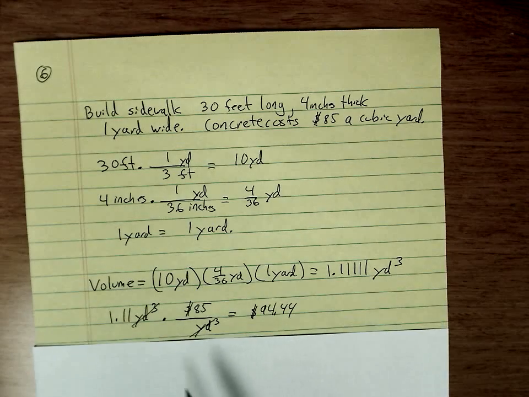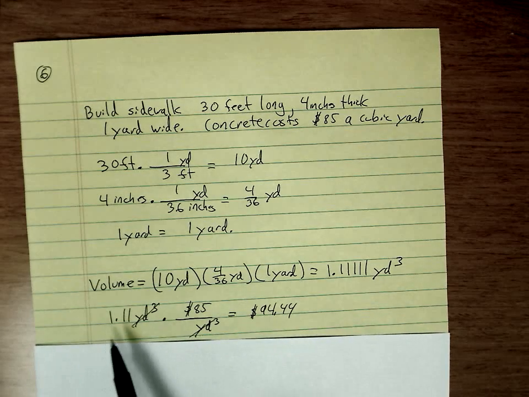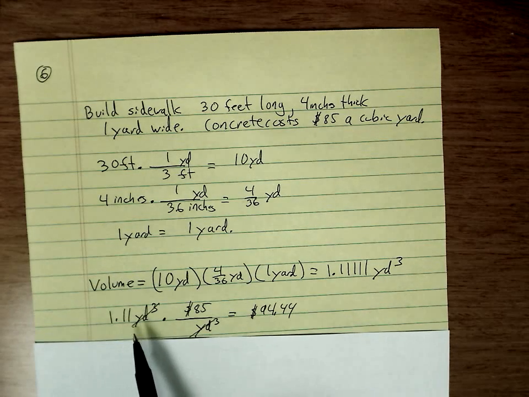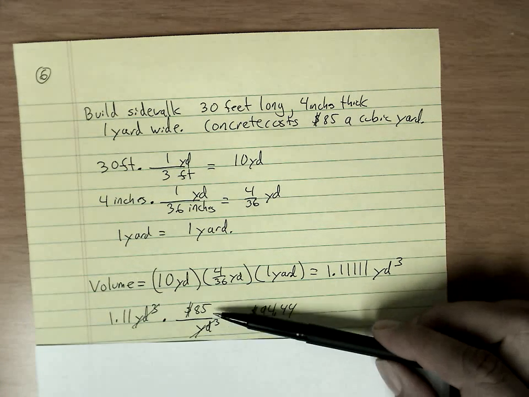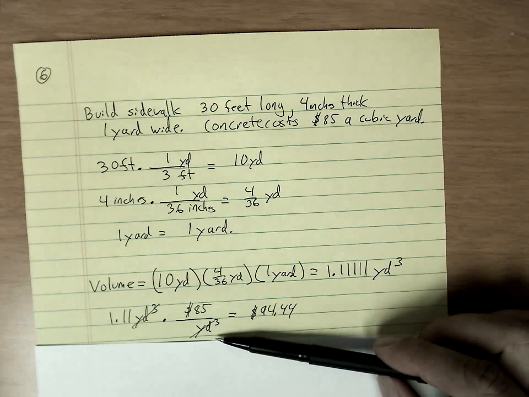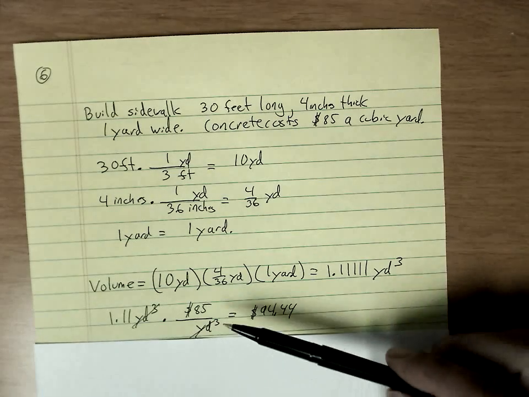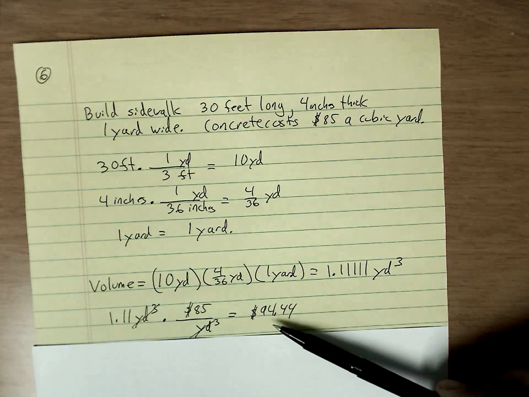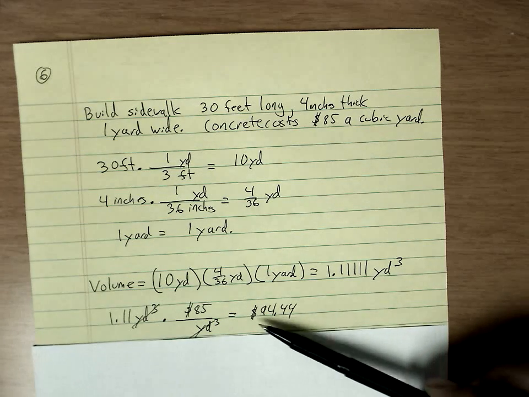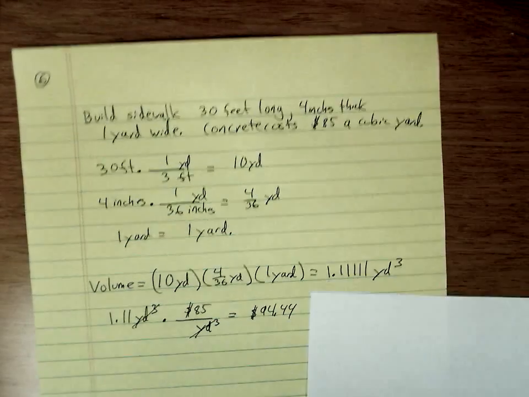In a practical problem, where we're going to actually pay money for something, it won't really matter if we round off. We round properly to 1.11 yards cubed, and for yard cubed, the conversion is that $85 is the same as a yard cubed when you're buying concrete. So we're going to see price conversions are specific to the problem very often. And I get an answer of $94.44. Even it has its units in dollars.